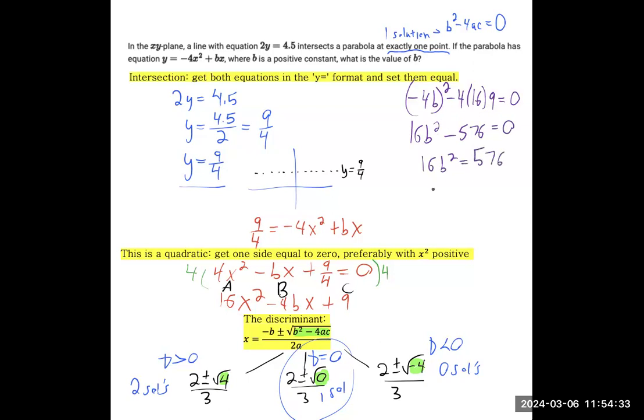Divide by 16. We get b squared equals 36. And when you take the square root of that, you'll have plus or minus 6. But they were telling us that it was a positive, so just the square root of 36, which is 6. And that's our answer to this question.